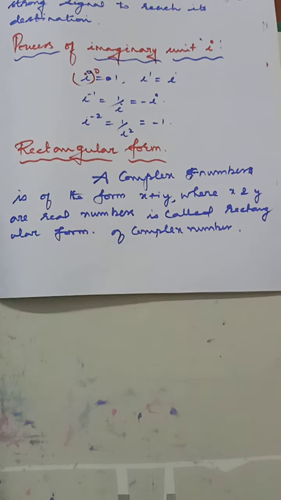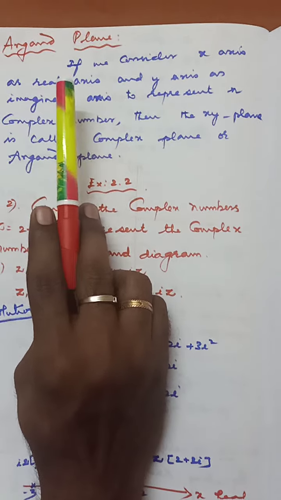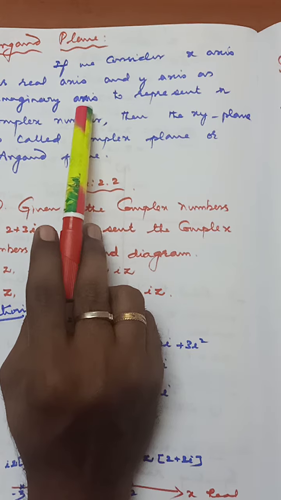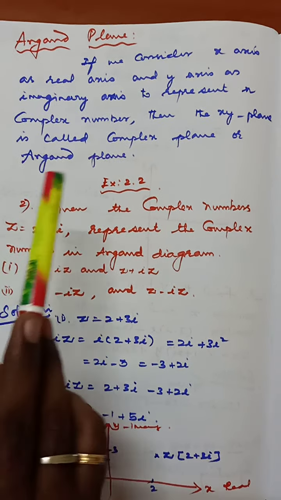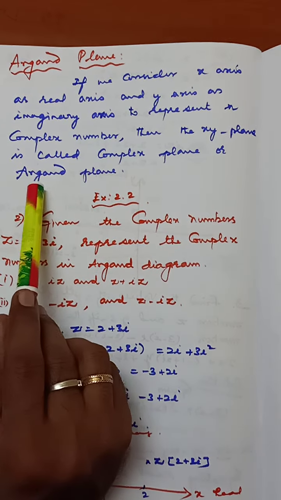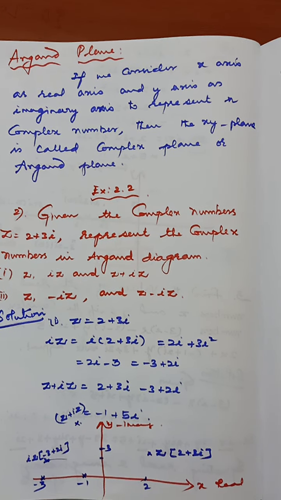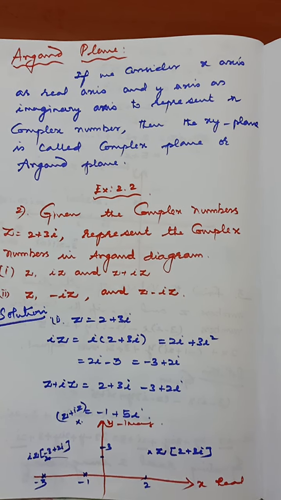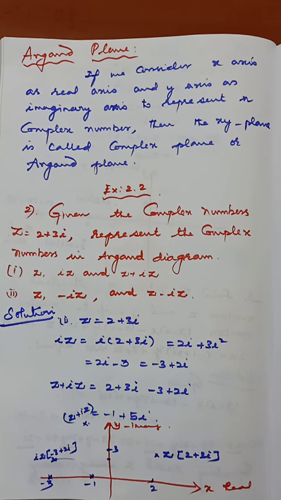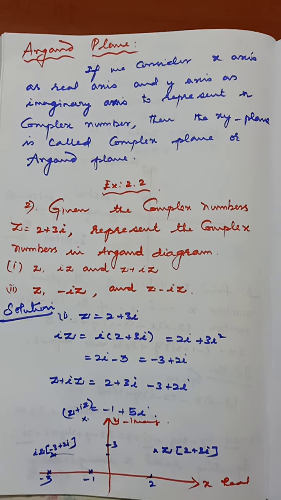Okay, now the next one plays a very important role: the Argand plane. If we consider the x-axis as the real axis and the y-axis as the imaginary axis to represent a complex number, then the xy plane is called a complex plane or Argand plane. So what is the difference between the normal x-axis and y-axis and the Argand plane? On the normal y-axis you have numbers, but in the Argand plane you have 2i, 3i, 4i. That's the difference between the normal xy plane and the Argand plane.